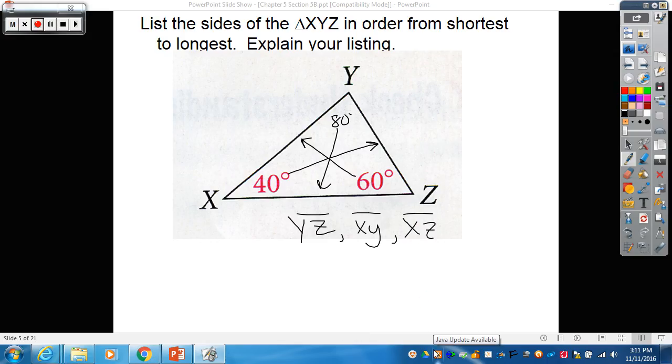By show of hands there, folks, how many of you got that right? Put your hand down, silly.